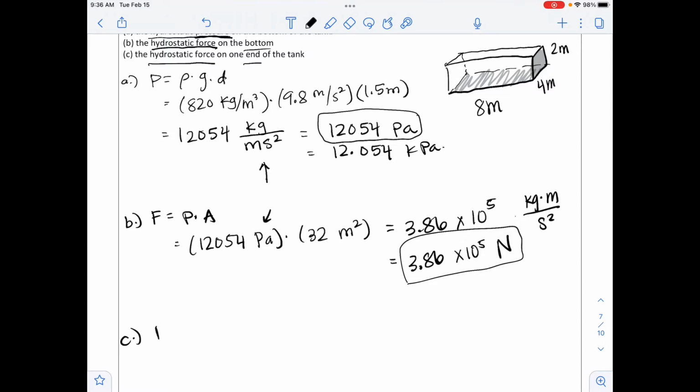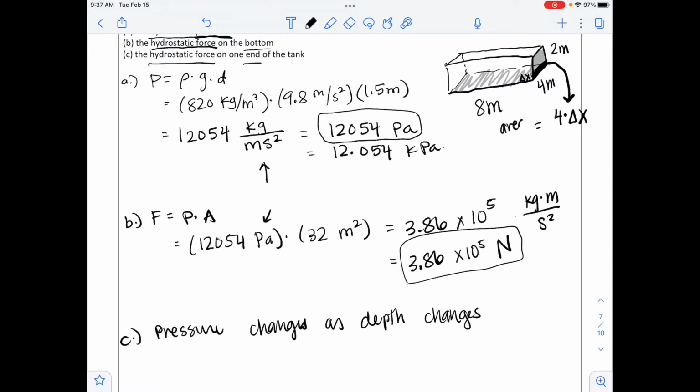So we'll go ahead and write that down. So pressure changes as depth changes. And so we're going to use our calculus knowledge and go ahead and set this up with a little rectangle here. So I'll go ahead and put my little rectangle on there. The area of this little rectangle that we have right here is going to be, and we'll call this little width delta x, 4 times delta x to figure out that area. And so we'll call this area of the small rectangle, or that strip.